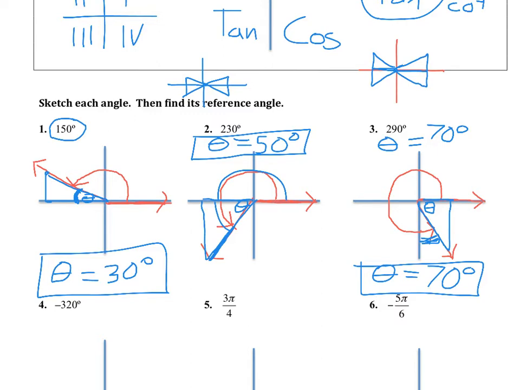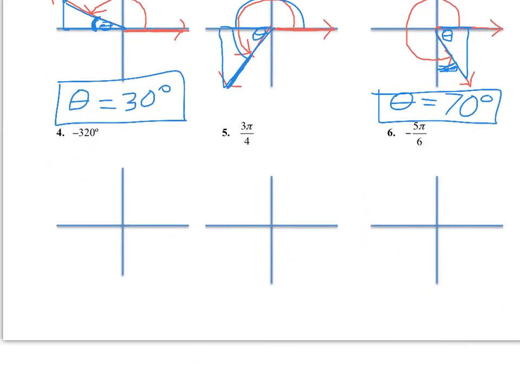Alright, number 4. Number 4 is negative, and it looks like it'll end up in quadrant 1. Start with the initial side, which is the positive x-axis. Rotate clockwise. Negative 90, negative 180, negative 270. Right, so if I've gone negative 270, from 270 to 320 is 50, so I need to go 50 more, a little more than halfway.